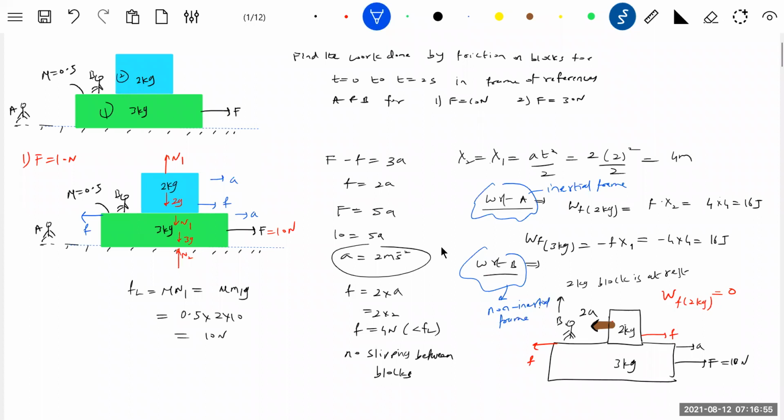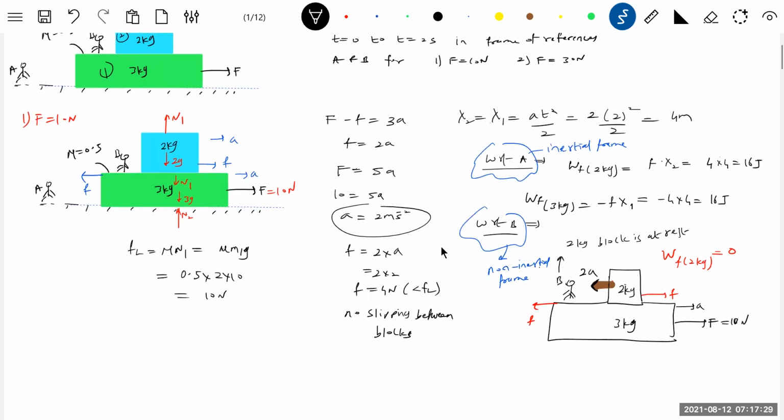So what is work done in different frames of reference? Will be different, is telling. Does the work done depend on the frame of reference? The answer is yes. So what is the conclusion now? Work done by the friction on the block 2 kg in the ground frame is 16 joules. In the 3 kg block frame of reference, how much will it be? It is 0. So therefore work done is different in different frames of reference.